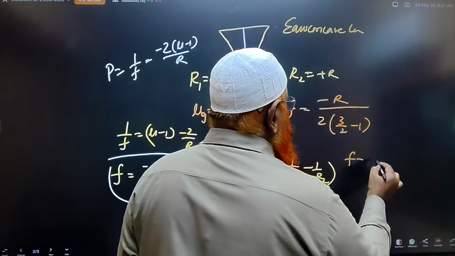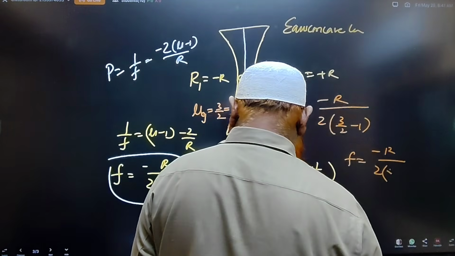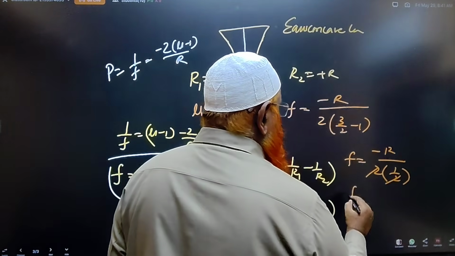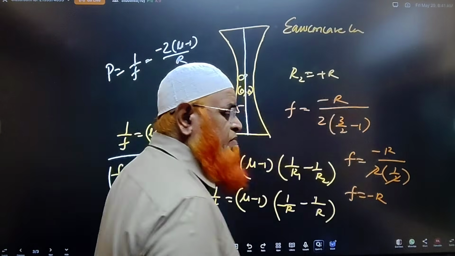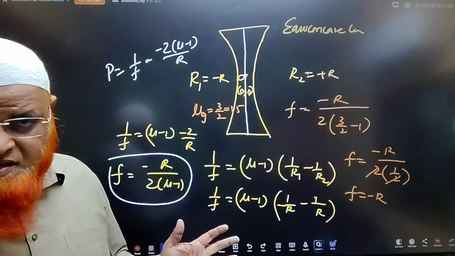Which is nothing but f is equal to minus r by (3/2 minus 1), which is nothing but how much? It is going to be, so 2 gets cancelled. The focal length of a concave lens is taken as minus r. Understood what I am saying now? This is called an equiconcave lens.